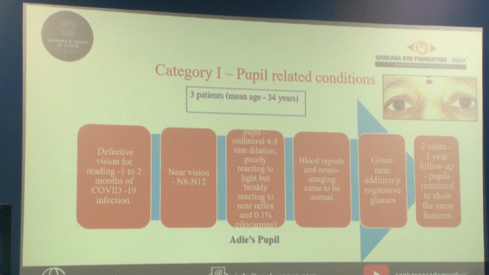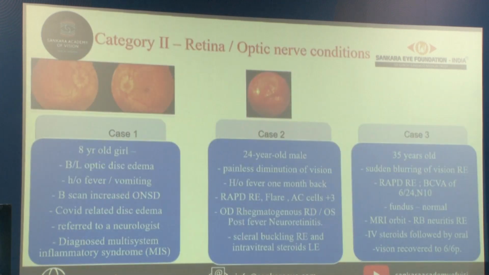Category 1 is a pupil-related condition. Here 3 patients were identified. All 3 patients had unilateral Adie's pupil features, and they were given the near addition or progressive glasses. Even after 2 years of follow-up, they still showed the same pupil features in the affected eye. Category 2 is the retina and optic nerve condition.